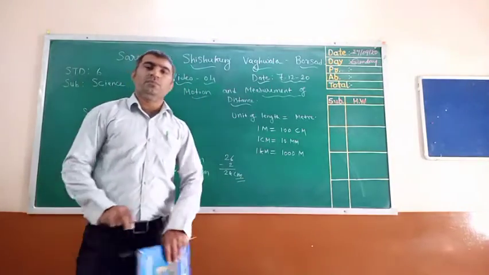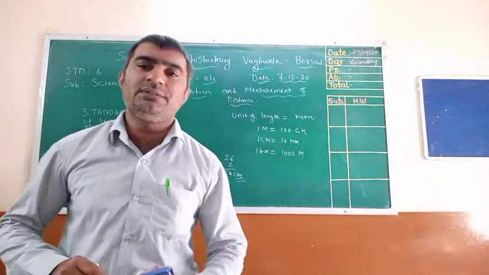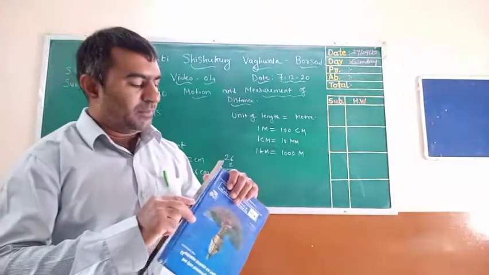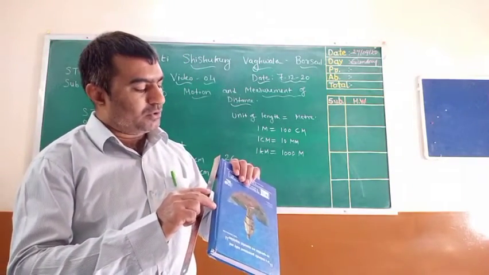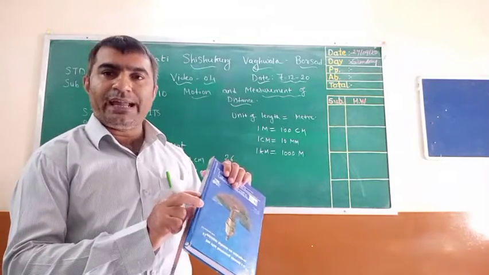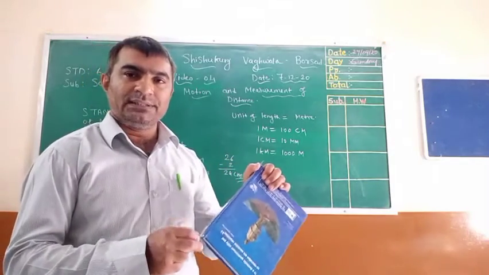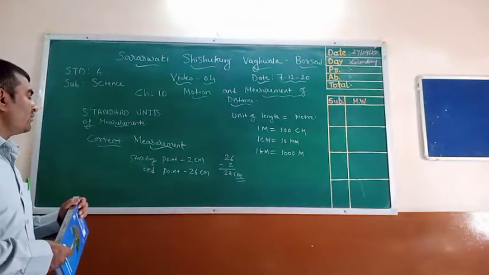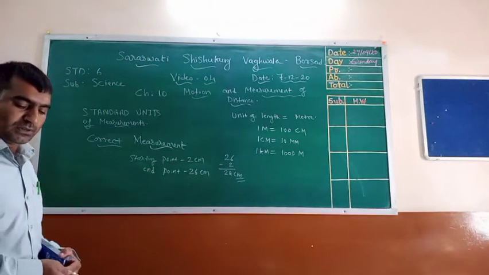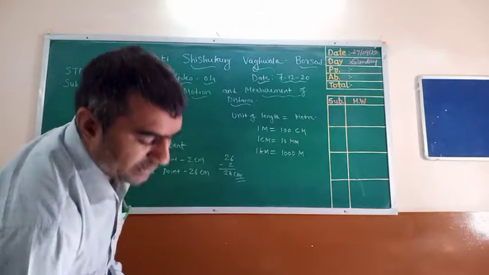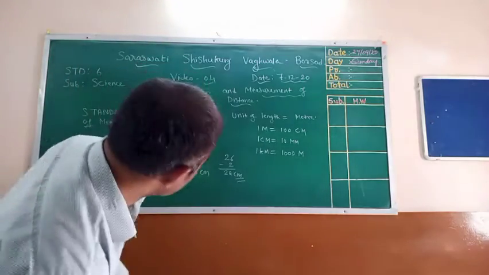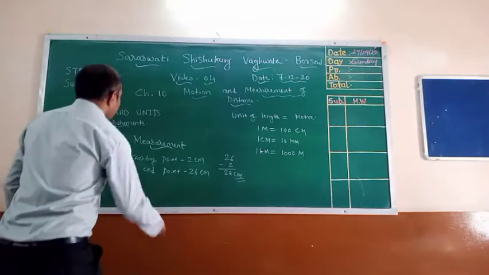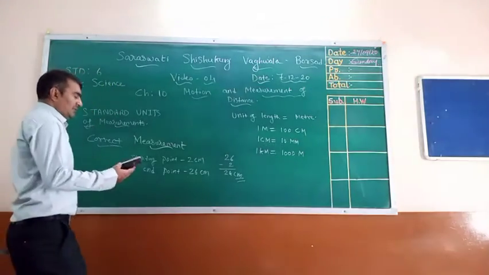If the scale is broken and we are keeping it this way, and we start with 2 centimeter and it ends with 26, we have to subtract 2 centimeter from 26 centimeter. So over here we get the length of the tile as 24 centimeter.